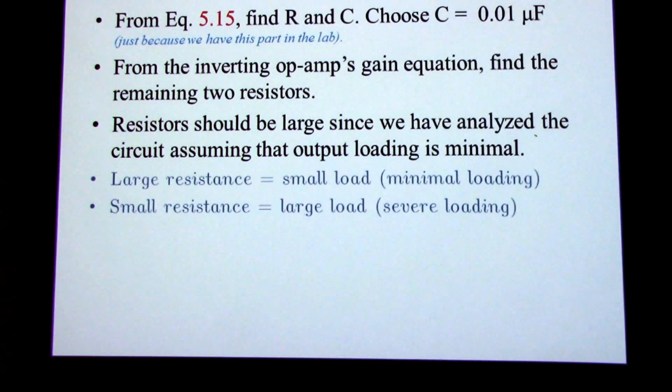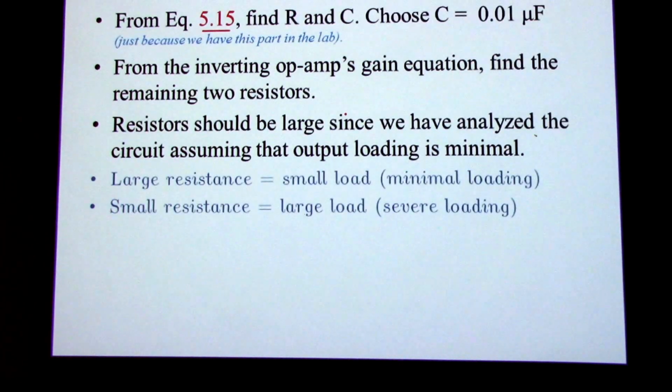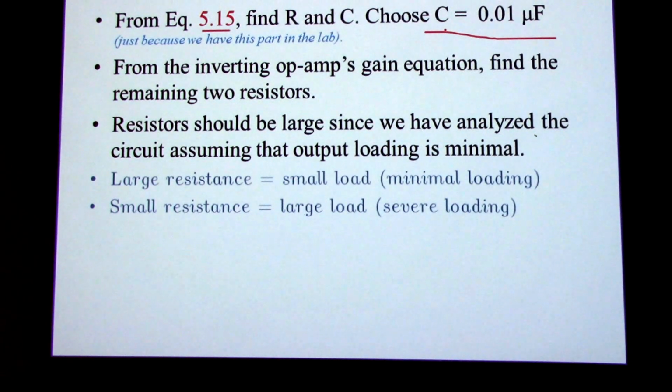Now, how do we do the design? It's very simple. From equation 5.15, which was this equation which dictated the frequency, find R and C. So just choose any C and then solve for the R. It's just a single unknown here, the R. And we pick the C because we have limited values of the capacitor. We don't get capacitors in any value. From the inverting op amp's gain equation, find the remaining two resistors.